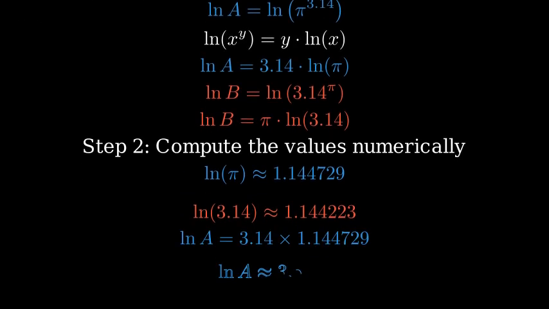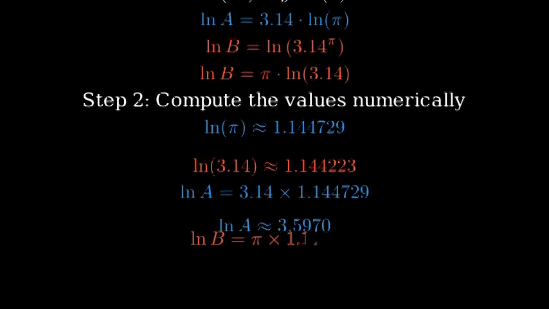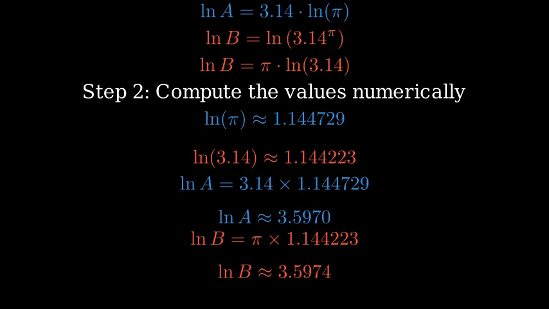ln of a equals 3.14 times 1.144729, which is approximately 3.5970. Similarly, ln of b equals pi times 1.144223, which is approximately 3.5974.